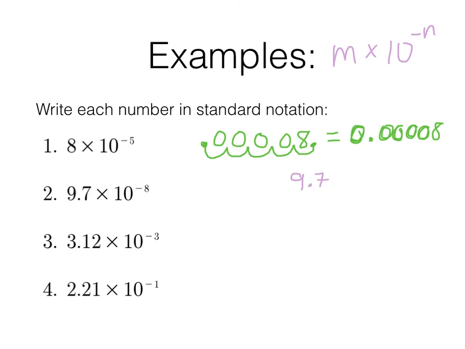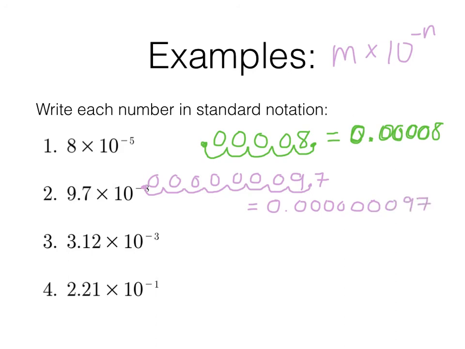Okay, next one. Same idea, write your number. Make your egg carton, 8 spaces this time. 1, 2, 3, 4, 5, 6, 7, 8. Oh, I covered up my exponent. Fill in your egg carton and rewrite the number one last time as your answer. 0.1, 2, 3, 4, 5, 6, 7 zeros, 9, and 7. That has the same value as 9.7 times 10 to the negative 8th power.